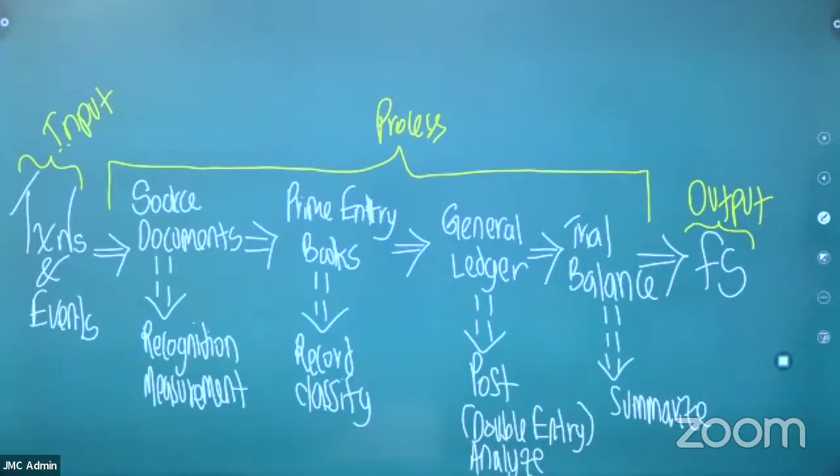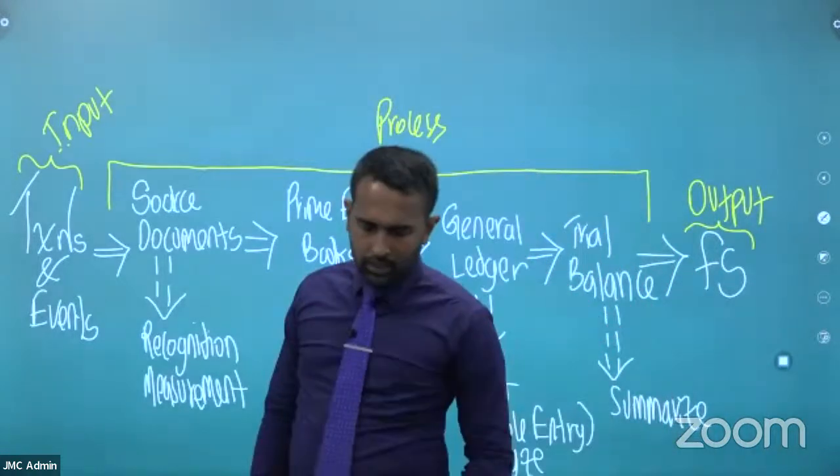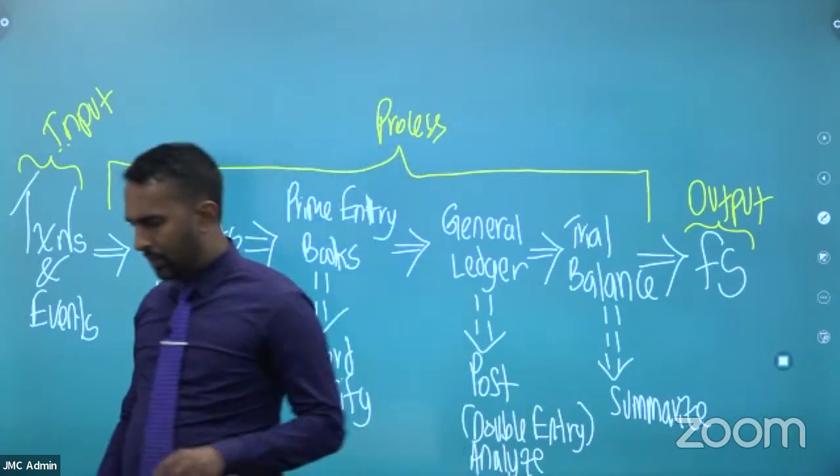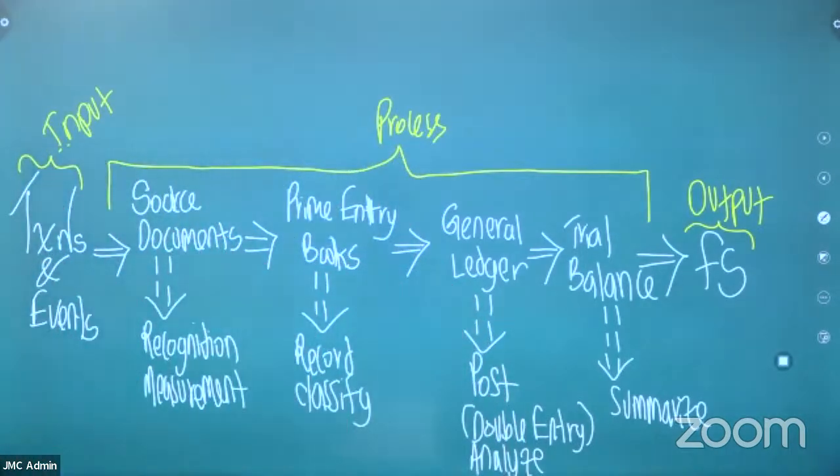So the input is the transactions and the events. You initially capture them through the source documents, where you recognize and measure. Then you record them in the prime entry book and do the classification. Thereafter, you post them to the general ledger and you can analyze. Then you summarize that information into a trial balance and prepare the financial statements. Look at the process. Are we clear? This process should always be in your head.